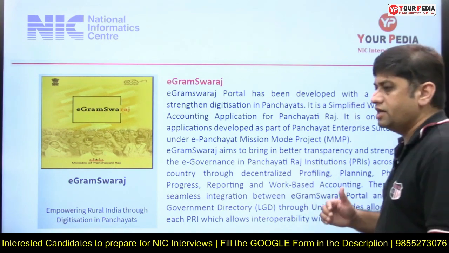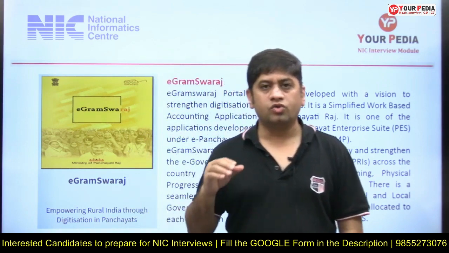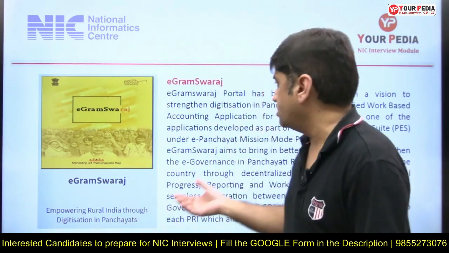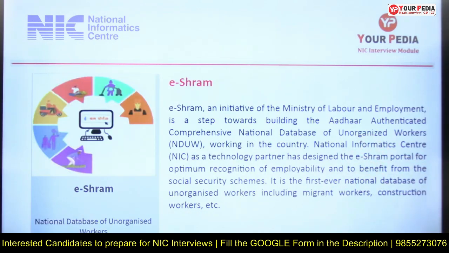e-Gram Swaraj, that is to basically digitalize the panchayat. You know India has three tiers of government: Central government, State government and Panchayati Raj bodies. To digitalize the Panchayati Raj system, also e-Gram Swaraj is created. This is basically an accounting app for the Panchayati Raj system, and it was developed as a part of Panchayat Enterprise Suite under the e-Panchayat Mission Mode Project. So I mean, this is again you can give as an example of how it is helping each domain of government.